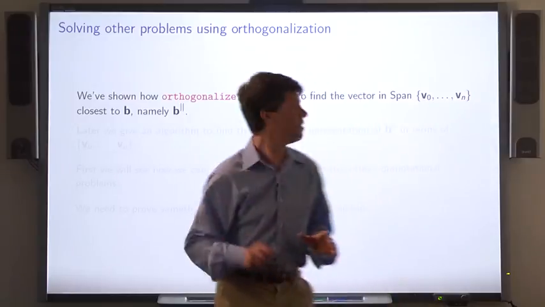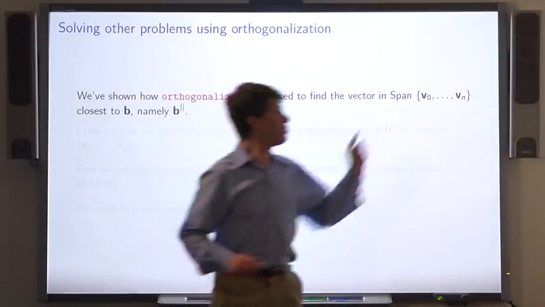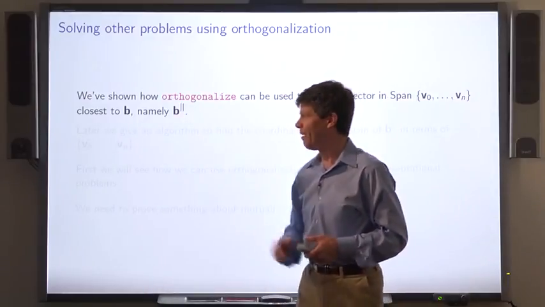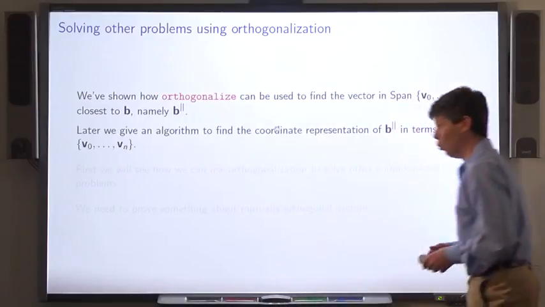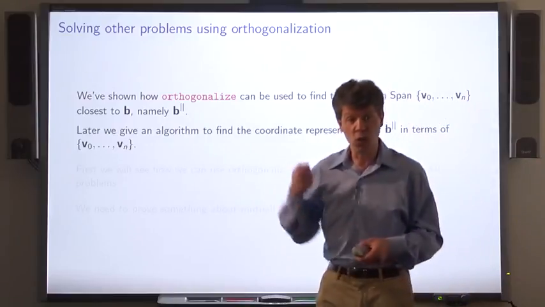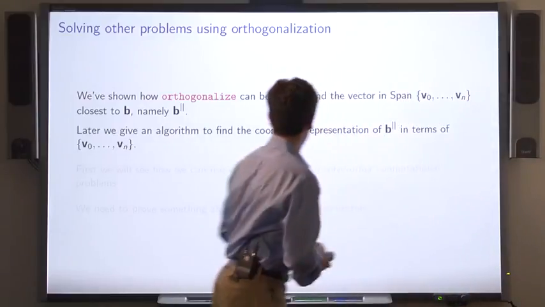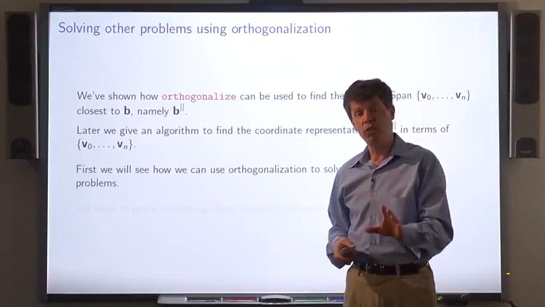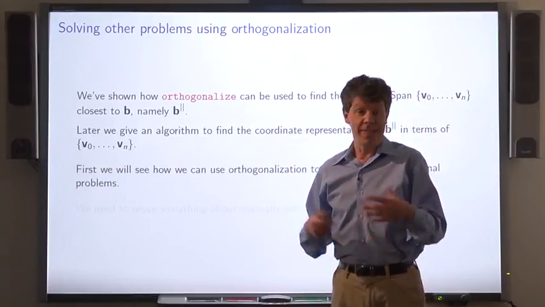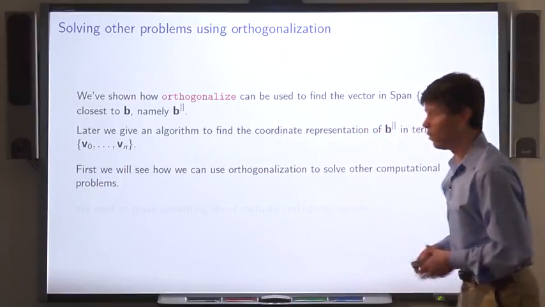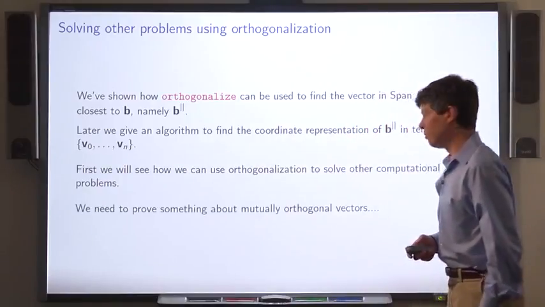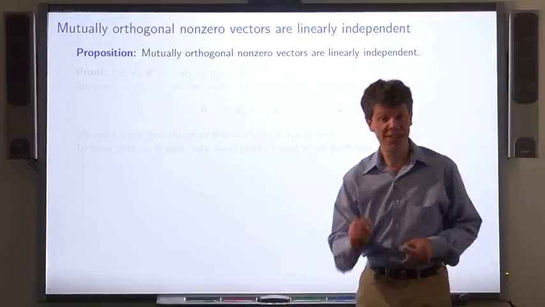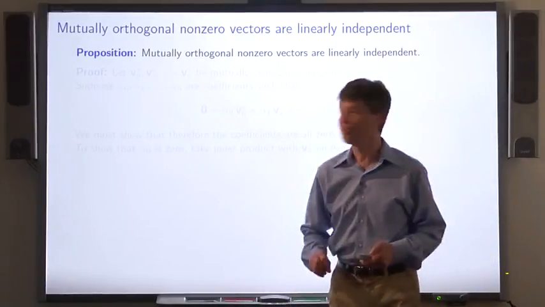We've shown how orthogonalize can find the vector in span of V0 through Vn closest to B, namely B parallel. And later we'll find out how to give the coordinate representation of B parallel in terms of these vectors. For now, we're going to look at how we can use orthogonalize to give algorithms for other problems. So let's start with a mathematical result about mutually orthogonal vectors. We'll show that mutually orthogonal non-zero vectors are linearly independent.